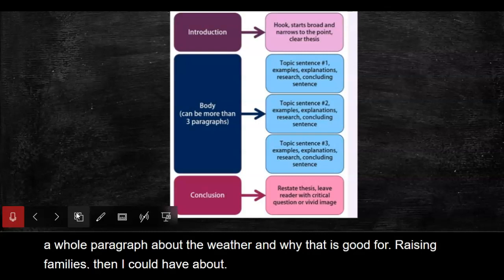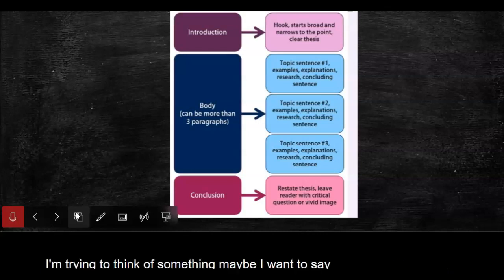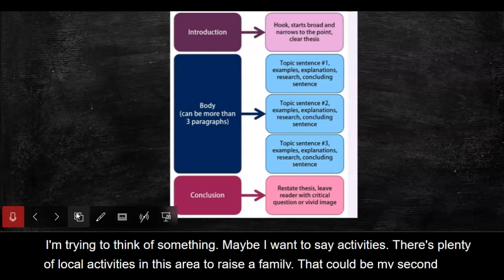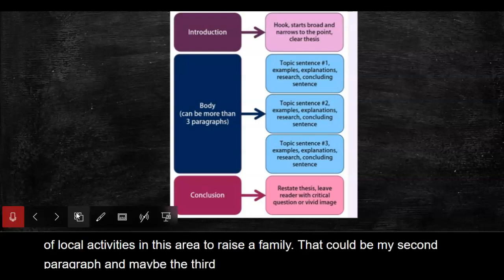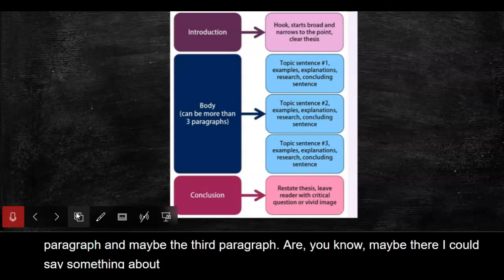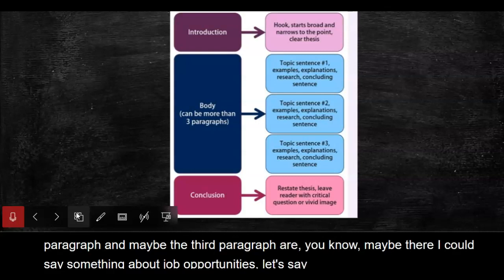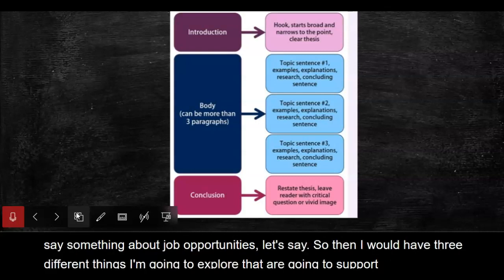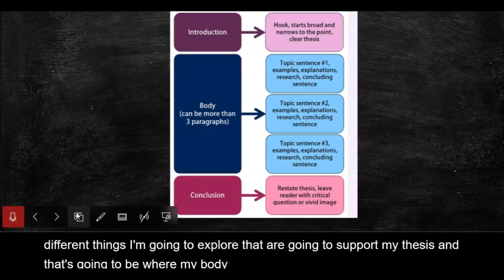I'm trying to think of something. Maybe I want to say activities. There's plenty of local activities in this area to raise a family. That could be my second paragraph. And maybe for the third paragraph, I could say something about job opportunities, let's say. So then I would have 3 different things I'm going to explore that support my thesis, and that's where my body paragraphs build.